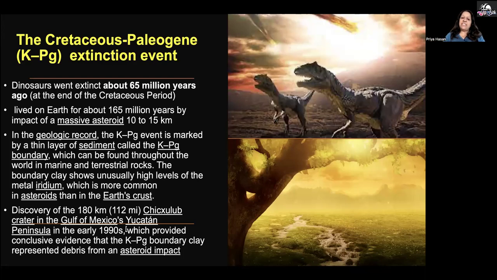It's marked by a thin layer of sediment called the KPG boundary, which can be found throughout the world in marine and terrestrial rocks. The boundary clay shows unusually high levels of the metal iridium, which is more common in asteroids than in the Earth's crust. So you can see the presence of this other material in the crust. And it was found that in the Gulf of Mexico, Yucatan Peninsula, there's the Chicxulub crater, which is about 150 kilometers across. This is predicted to be the site of the impact of the asteroid which made the dinosaurs extinct.